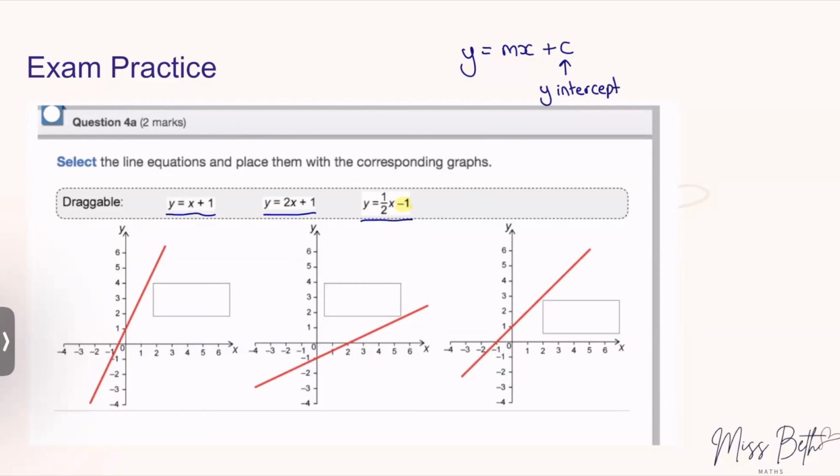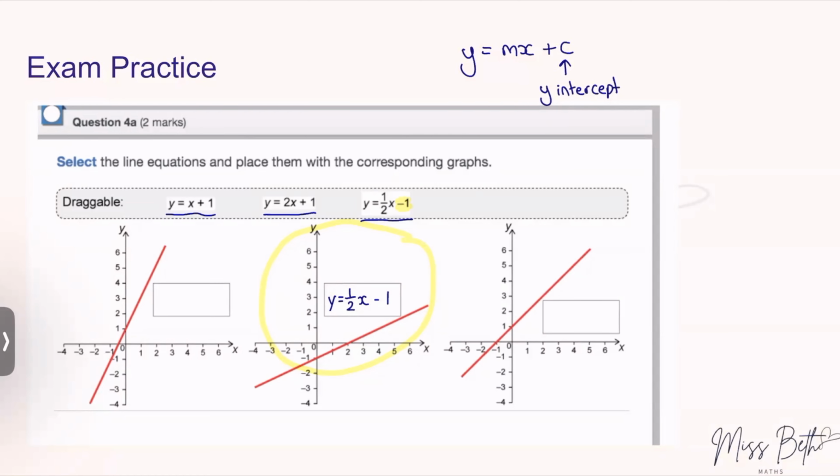And when I look at my three different graphs, the only graph that goes through -1 is this one here. So I don't need to worry about the gradient. I know that it has to be y equals 1/2 x minus 1 here. This has to be that graph because it's the only one that goes through -1.